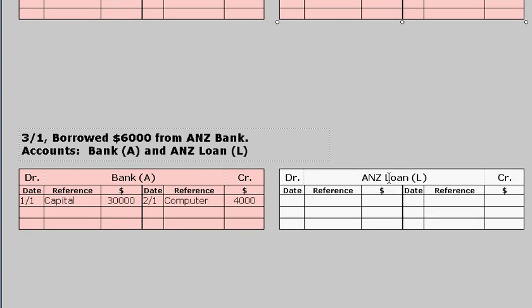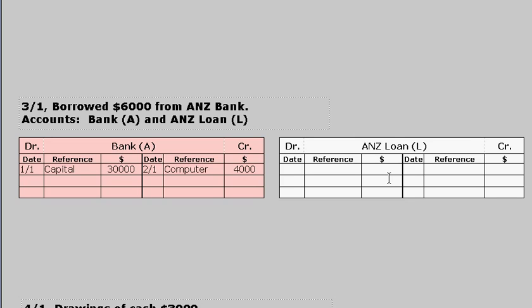Next transaction, borrowed $6,000 from the ANZ Bank. So we identify the ledger accounts that would be affected, the bank account and the ANZ loan account. Notice that I've included the previous transactions there. So we've just borrowed some money from the bank. That means we have an increase in our cash assets. So we put the date in, we write ANZ loan, and the value is going to be $6,000.